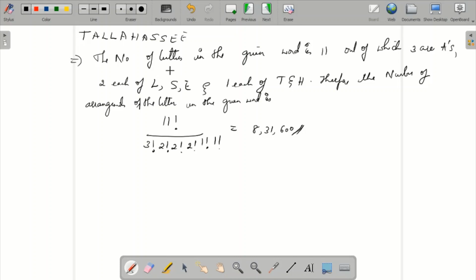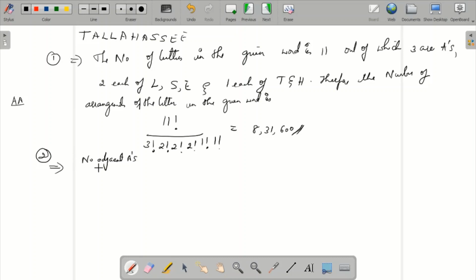So their first question was to find the number of arrangements of all the letters in the word Tallahassee. The next sub question is how many of these arrangements have no adjacent A's. If there are no adjacent A's, what we have to do, the meaning is what? There are 3 A's, right? They should never be together.